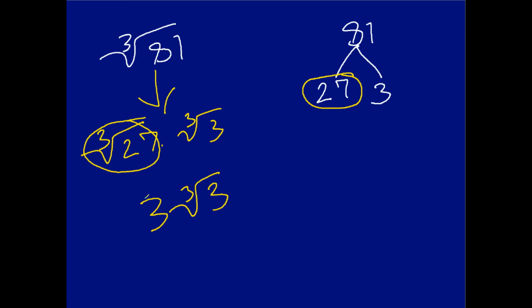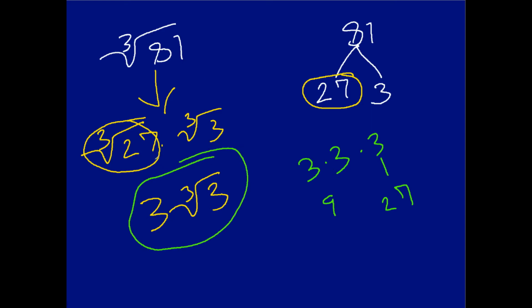And you can see how this works out. How did I get the number 3 here? It's very simple: 3 times 3 is 9, and 9 times 3 is 27. That's how we got that. So when you take the cube root of 27, you get the whole number 3. And the cube root of 3 is already simplified as much as possible. This becomes our final answer.